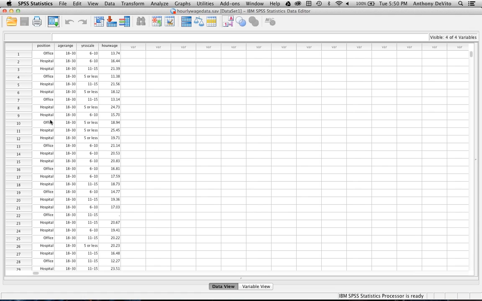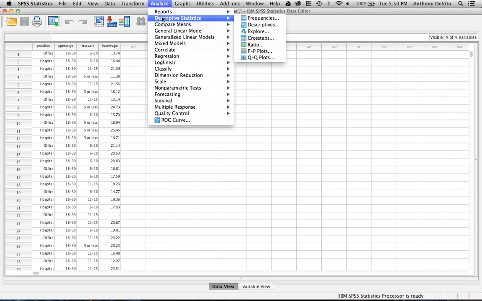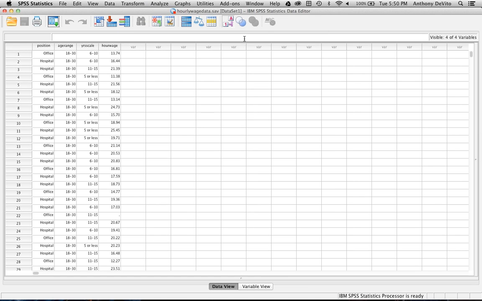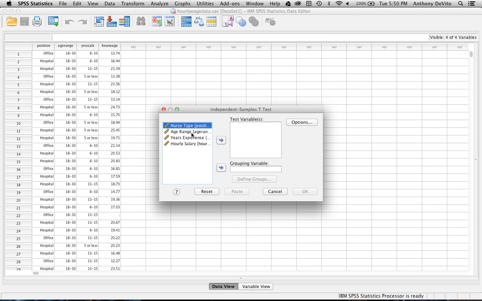That was, yeah, we did this the other night, right? Hourly wage data, hospital and employees. Okay, I'm just going to do that quickly again so you can see what the table looks like on the output. Analyze, descriptive statistics, compare means. It's going to be independent samples t-tests, right? They're independent samples, hospital workers, office workers, and not paired samples where we did an intervention and we measured before and after. These are independent samples.